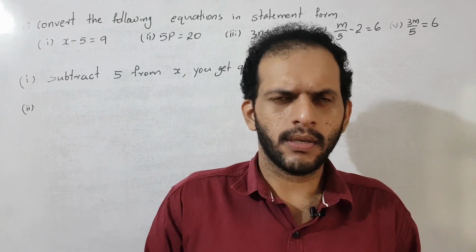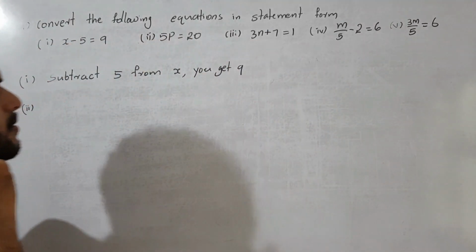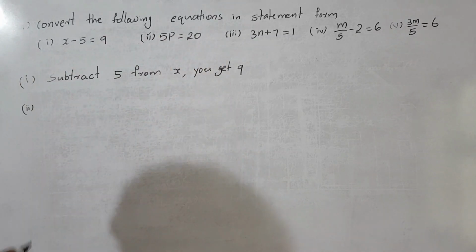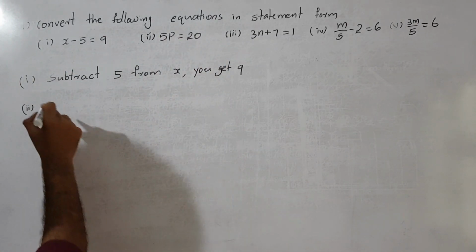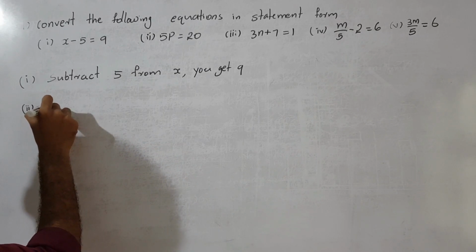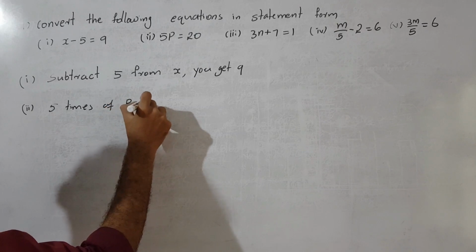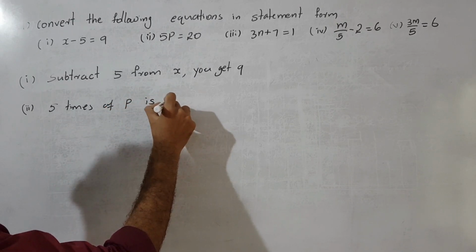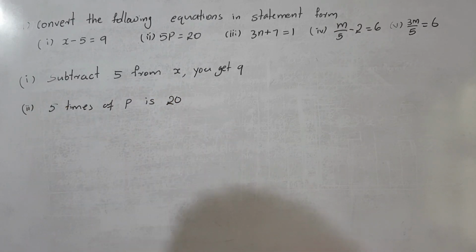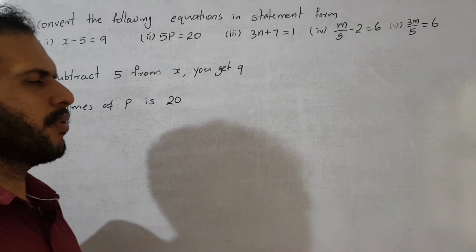Okay, so how to write the second answer? How do we convert the second equation? 5 times p is 20. Then the second: 5 times of p is 20.